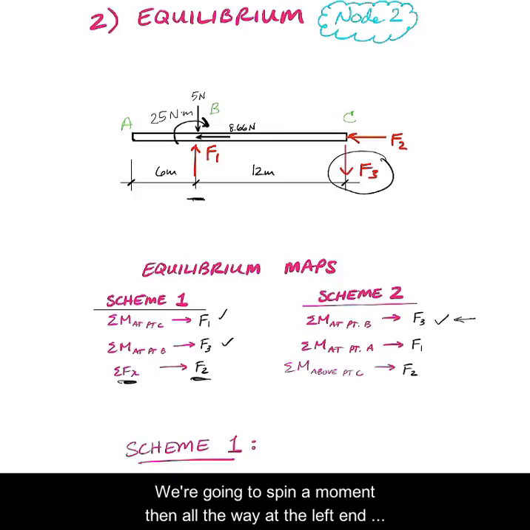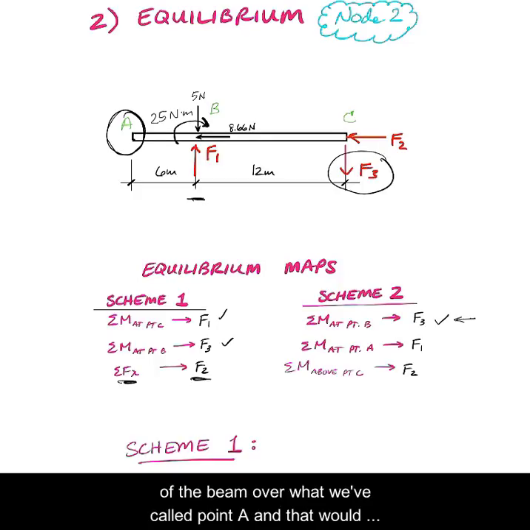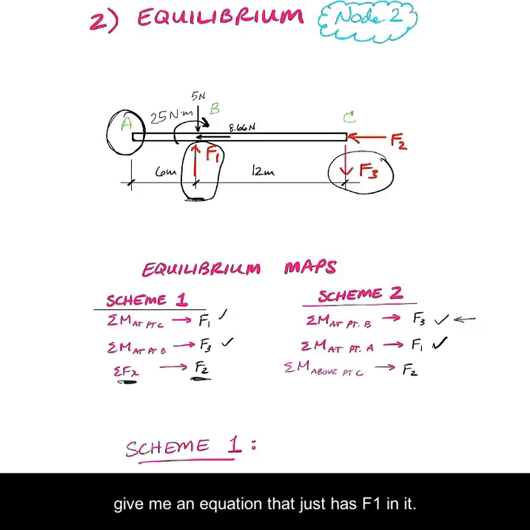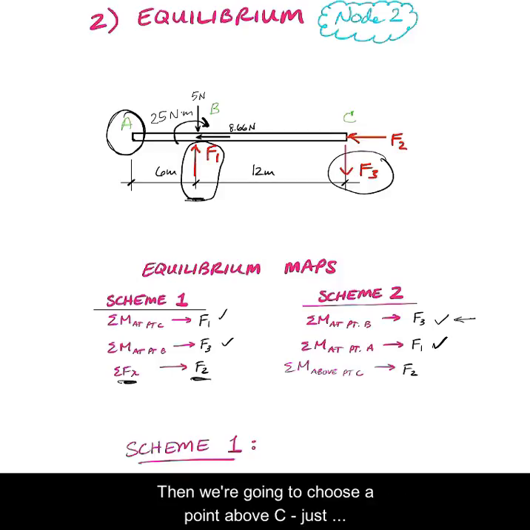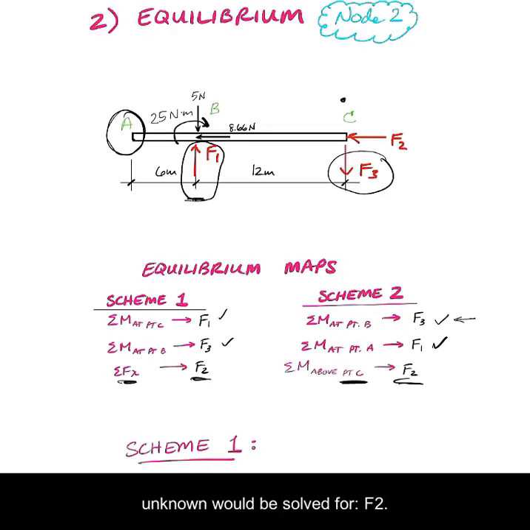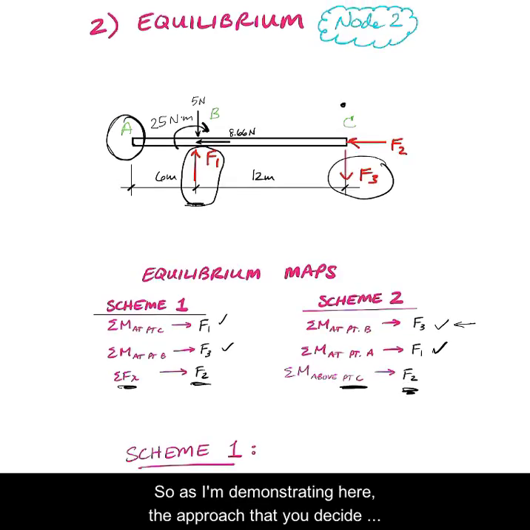We're going to sum a moment then all the way on the left end of the beam, what we've called point A. That would give me an equation that just has F1 in it. And then we're going to choose a point above C, just somewhere off the beam, and at this point our one unknown would be F2.